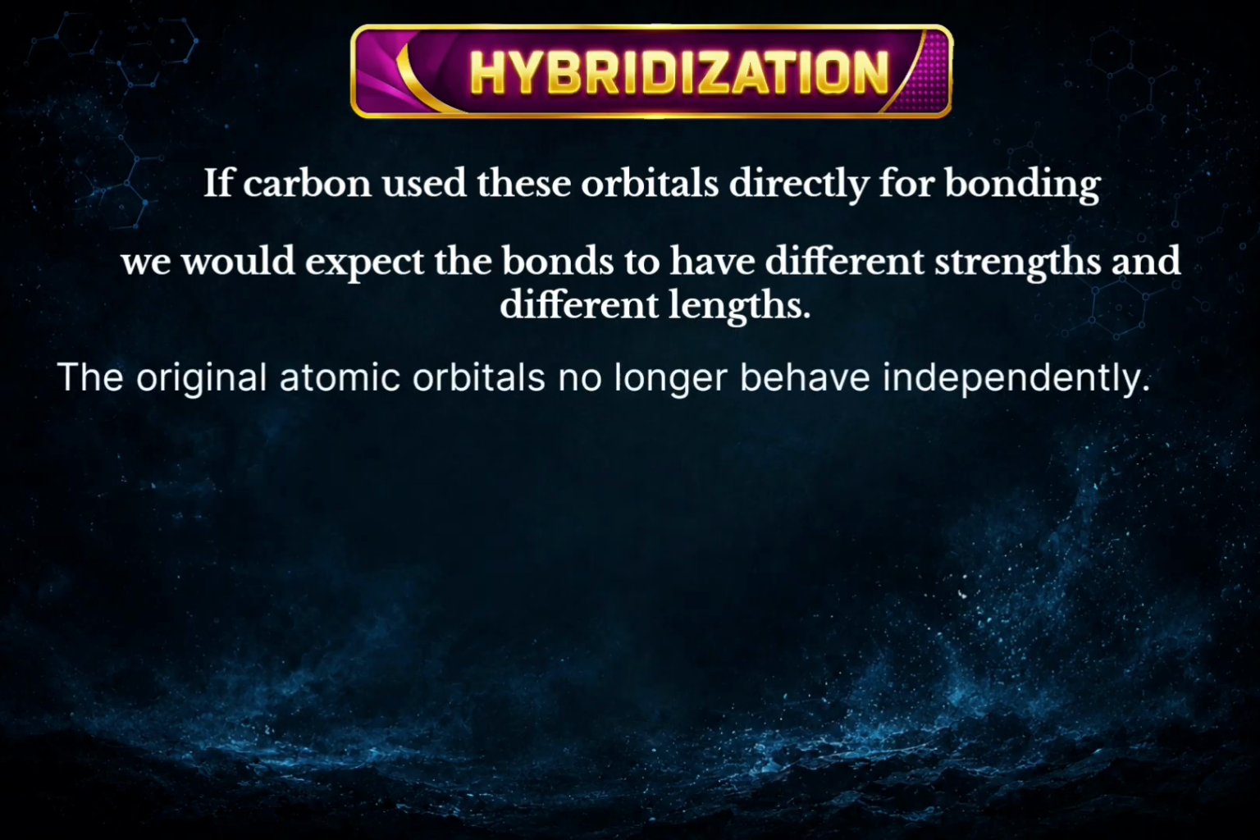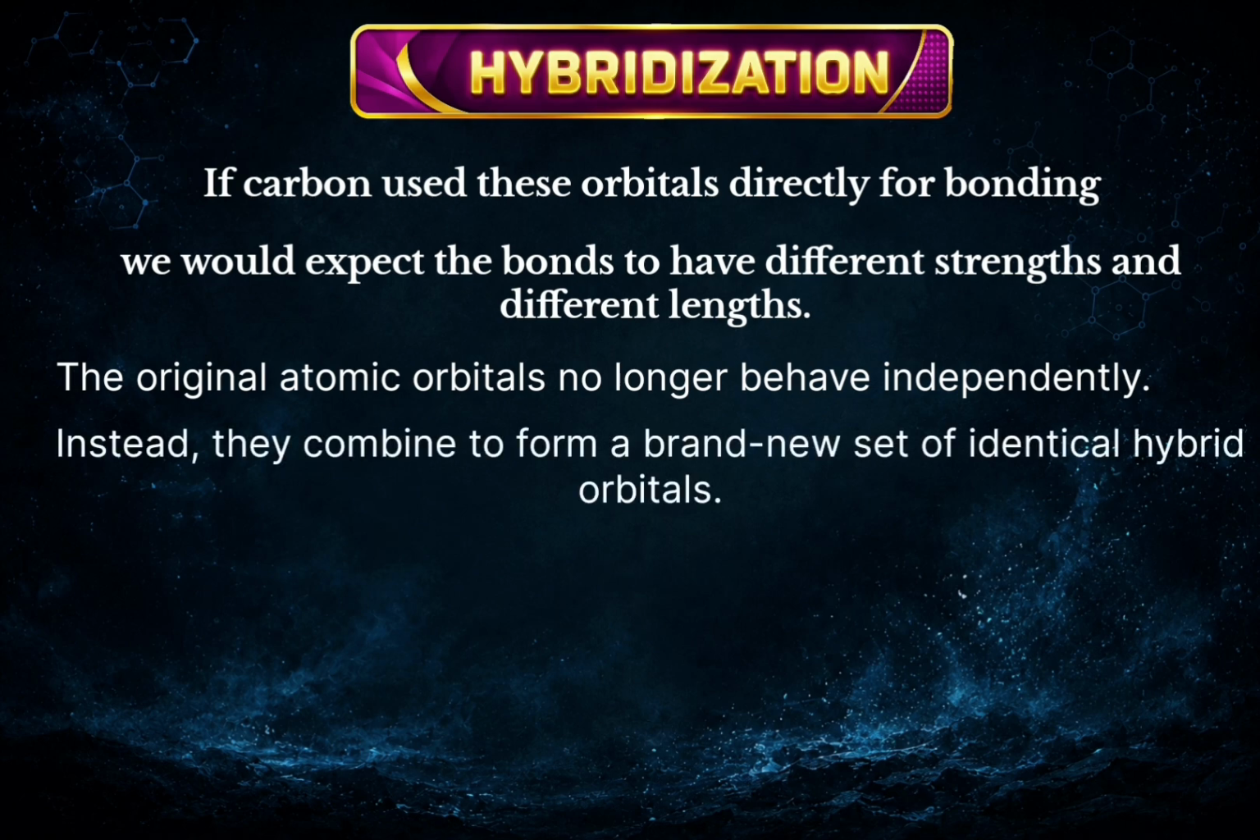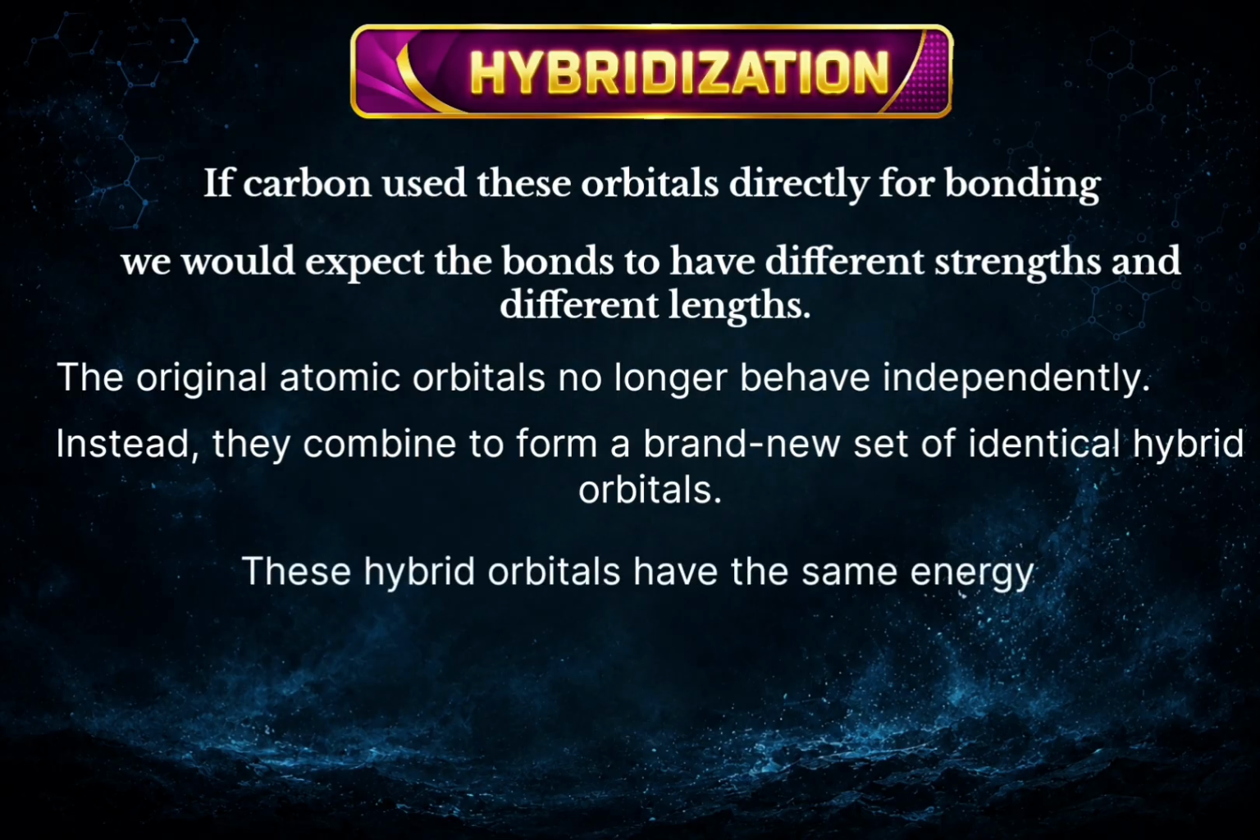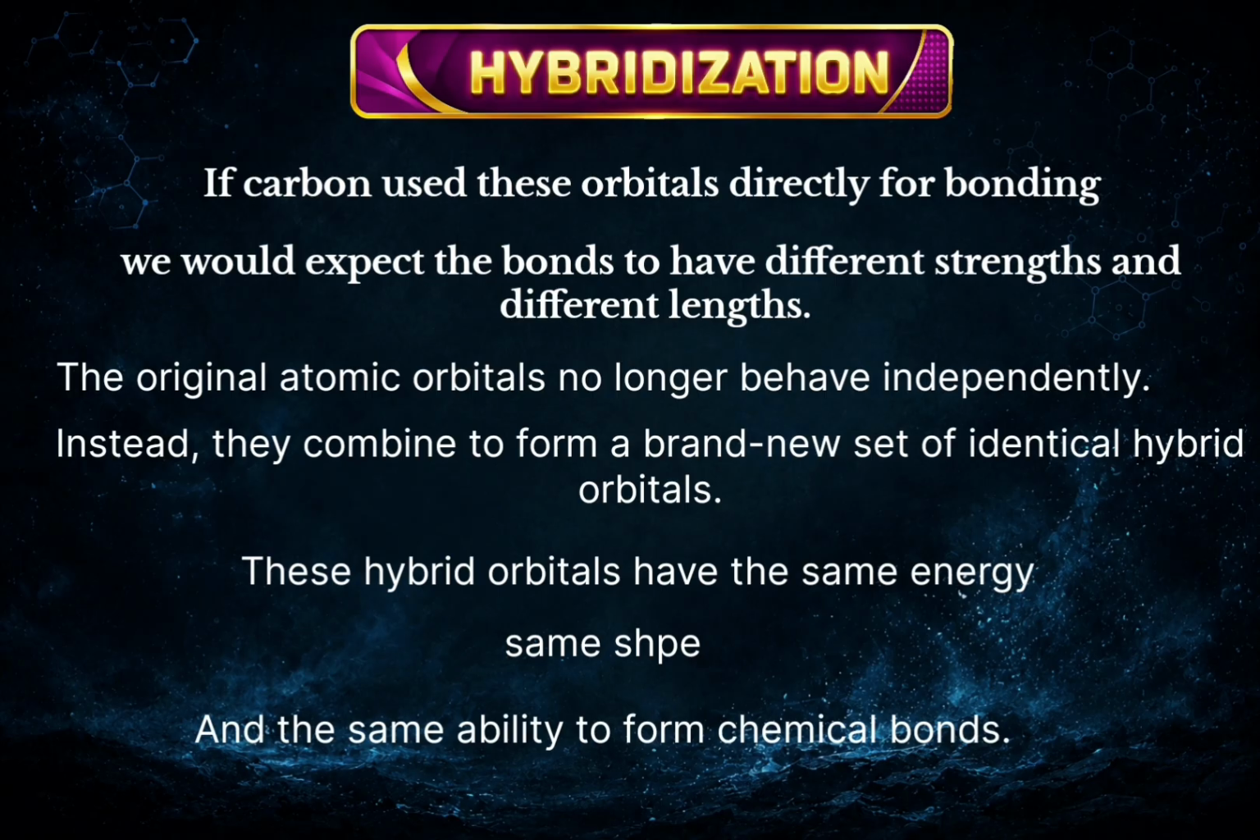The original atomic orbitals no longer behave independently. Instead, they combine to form a brand new set of identical hybrid orbitals. These hybrid orbitals have the same energy, the same shape, and the same ability to form chemical bonds. That's why carbon can create 4 identical covalent bonds.